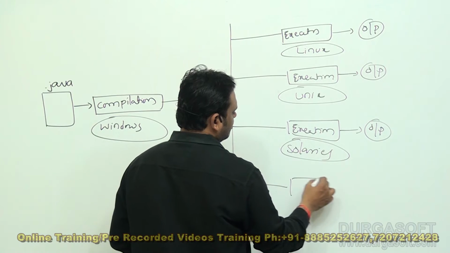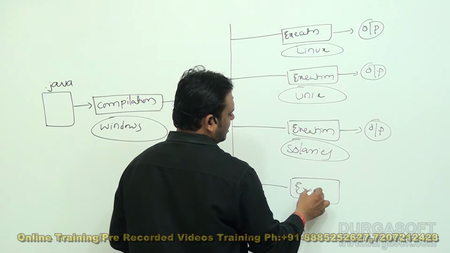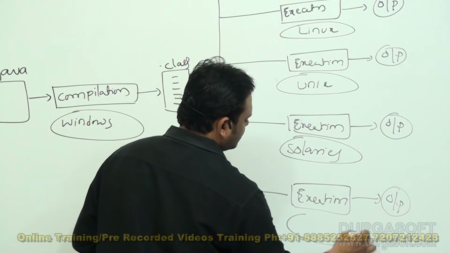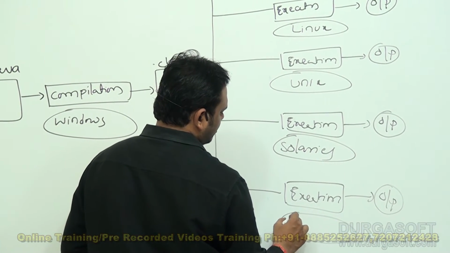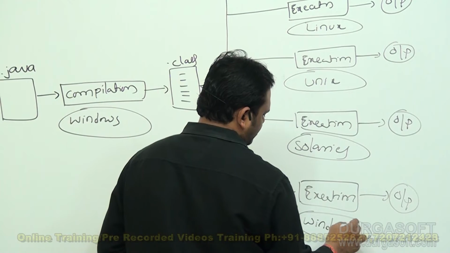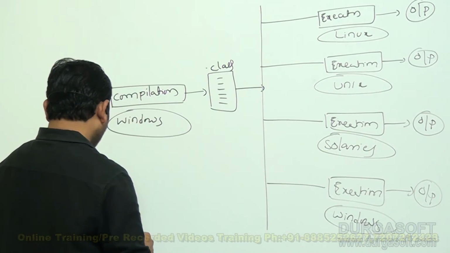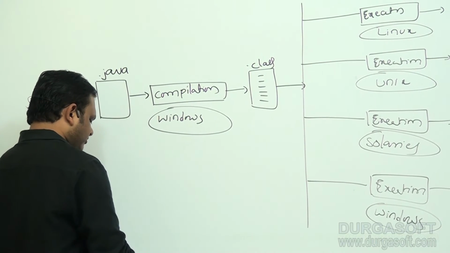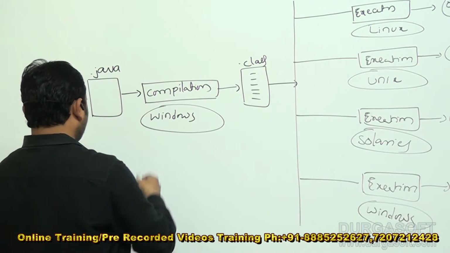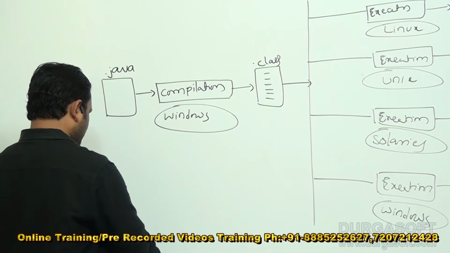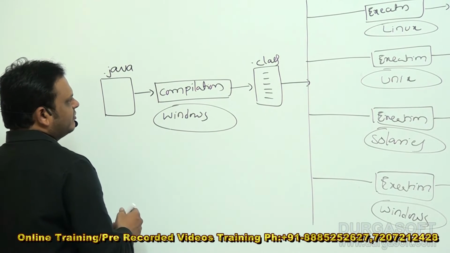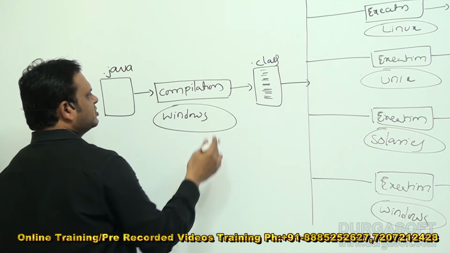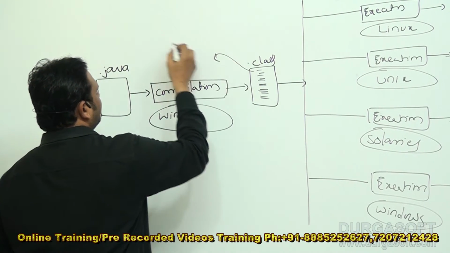Next one, in the same way I'll go for another execution process, the last one. Here also we are able to get output, but the operating system I am going to use here is the same Windows operating system. As per the definition, when we compile our Java program on Windows operating system, automatically we get a .class file. In this .class file we have some bytecode.